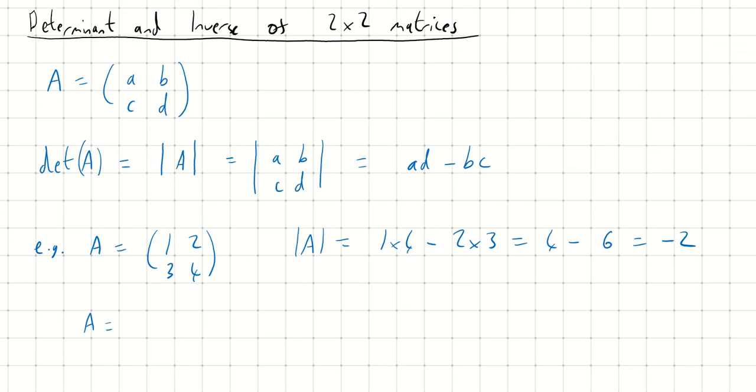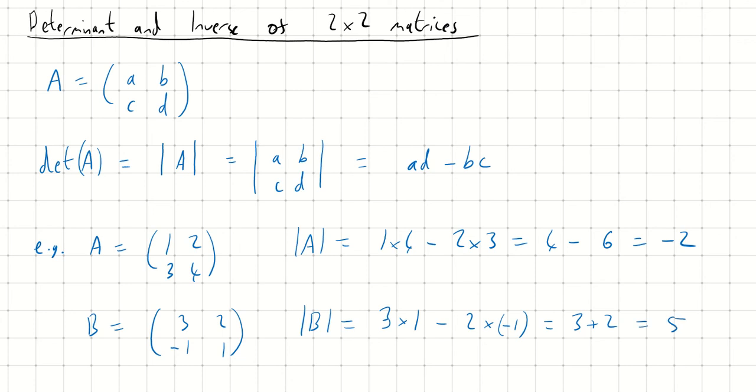Let's not call it A, let's call it B. If B was equal to 3, 2, minus 1, 1, then det B is equal to 3 times 1 minus, the other is 2 times minus 1 is my other diagonal. This is 3 minus minus 2, which is 3 plus 2, equal to 5. Okay, so that's how to work out the determinant of a 2 by 2 matrix.